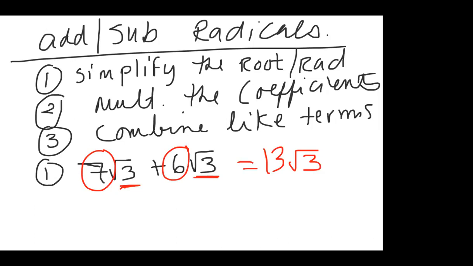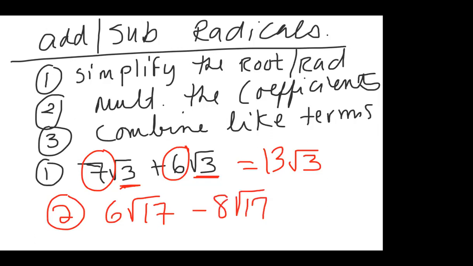So here comes another example, guys. Number 2, you have 6 radical 17, and you're going to take away 8 radical 17. So what do you have left over? 6 radical 17, take away 8 radical 17, leaves you with negative 2 radical 17. All right, guys, ask me questions if you're not sure what's going on.